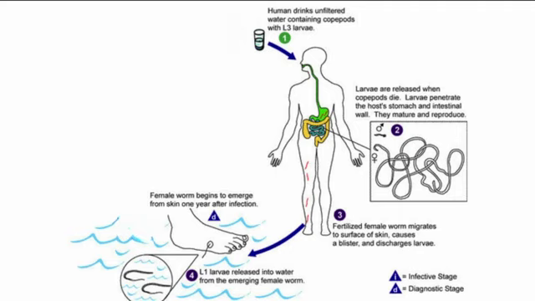And now the larvae will penetrate the host stomach and the intestinal wall. There they will mature for about 10 to 14 months or about 1 year. And once they mature, they will now reproduce.